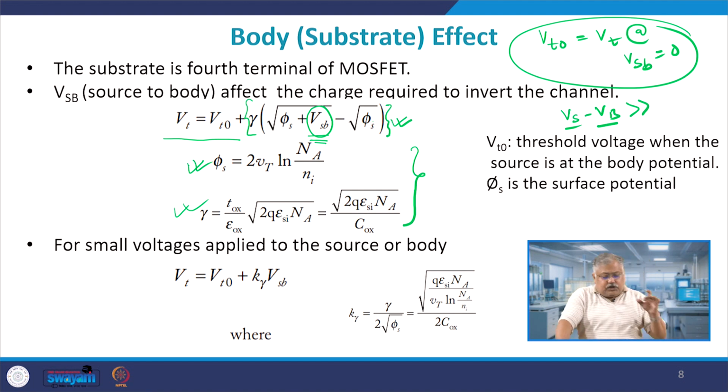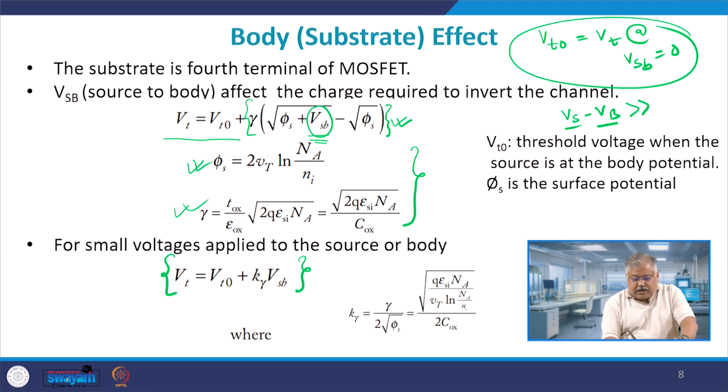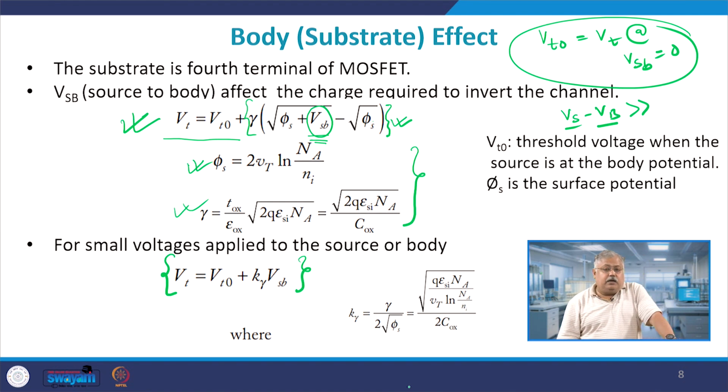Now when your VSB is very small, we take this formula into consideration, and when VSB is large, we take this one into consideration, right. At this stage, again, what I have written here, you just assume it to be true and move forward, taken from any of the standard books.